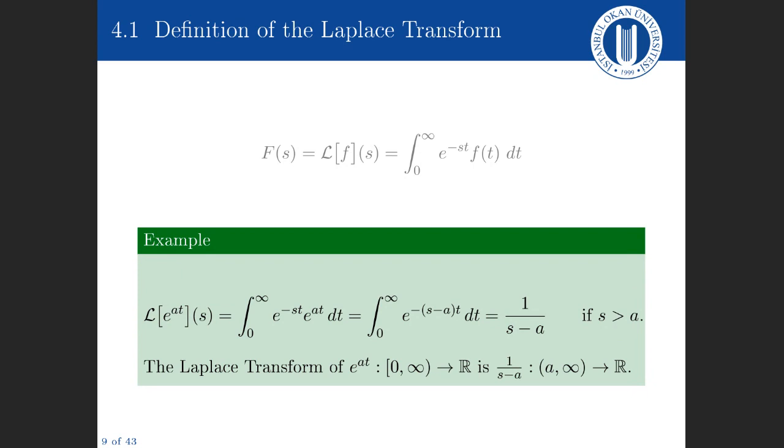Now, that means that we've started with a function e to the power at with domain t between 0 and infinity. And we've changed this into a new function, 1 divided by s minus a, which is now defined between a and infinity. In other words, it's defined for s between a and infinity.